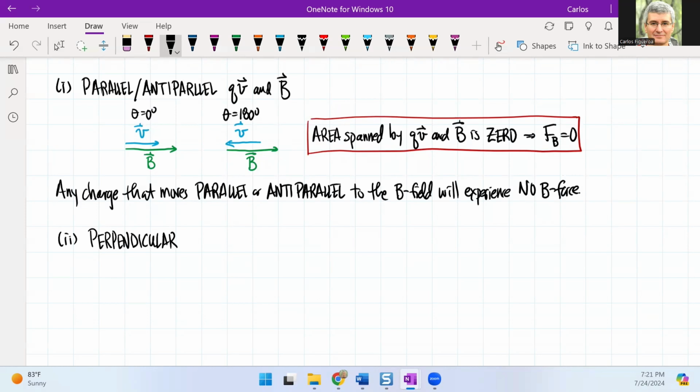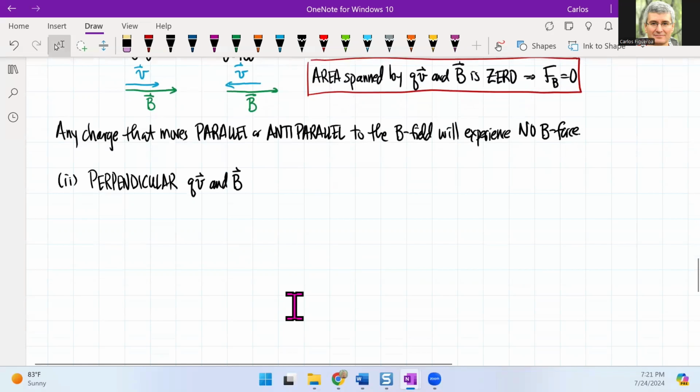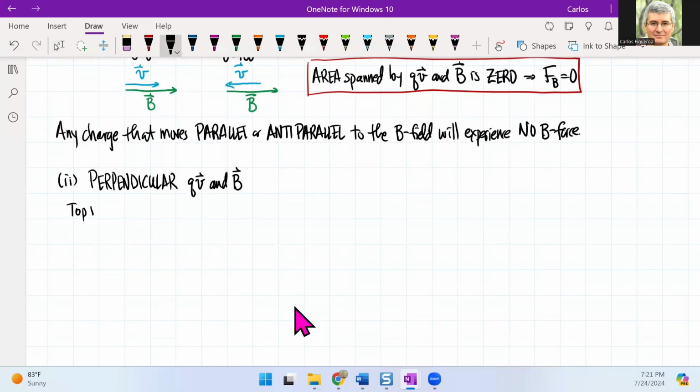So I have perpendicular Q, V, and B. In this case, I'm going to have a top view. If I have a top view of what's going on, you could imagine that I have a magnetic field that's going like this. And then I have my vector going like this, where this guy's going to be Q, V in that direction. So this is the area spanned.